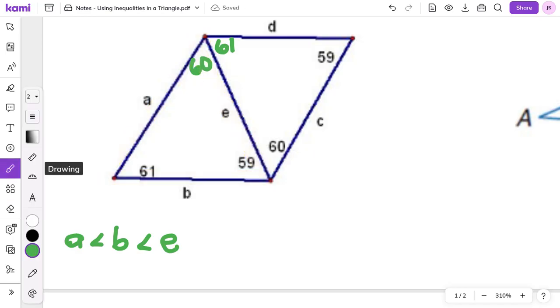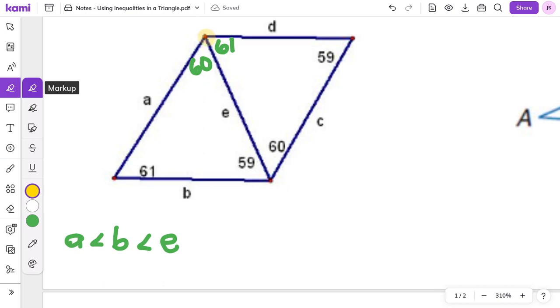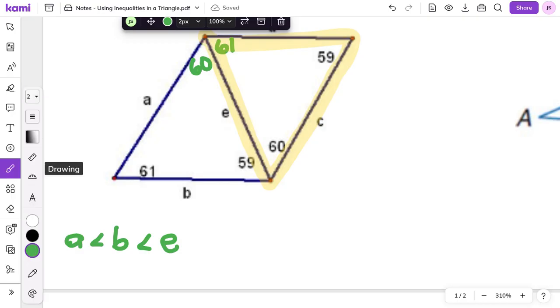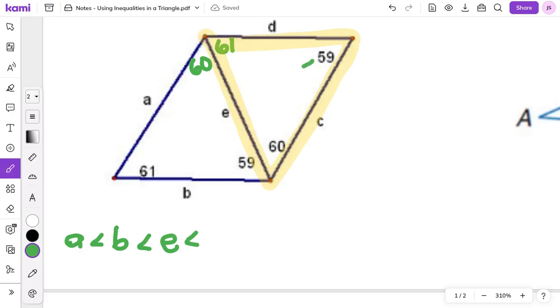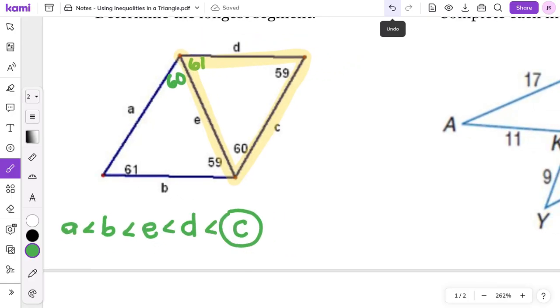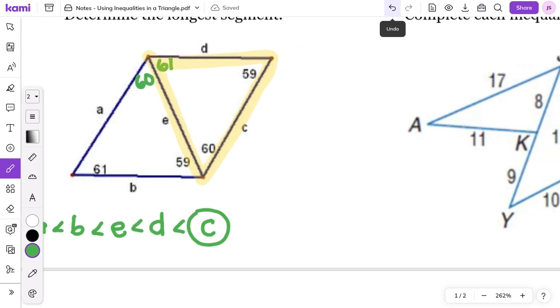And then we're going to keep going because E shows up in this triangle. But in this one, it's across from the smallest angle. So we can keep our inequality going, right? I know E is going to be the smallest because it's across from the 59 degrees. Side D must be larger than it because it's across from a 60-degree angle. And then lastly, side C is across from the biggest 61-degree angle. So if we set up our inequality that way, we should be able to see that side length C would be the longest segment in that diagram.